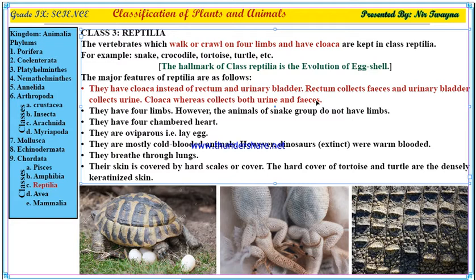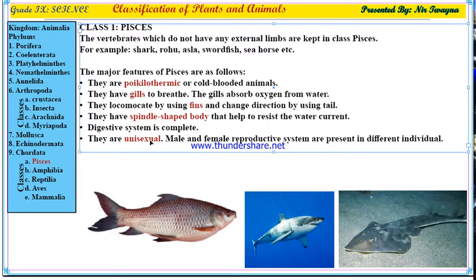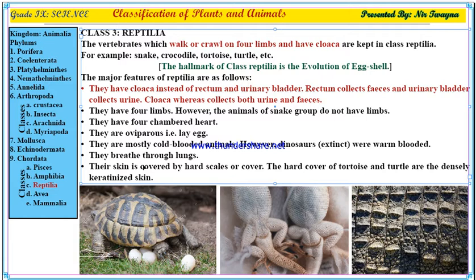Next, they have four limbs. However, the animals of snake group do not have limbs. You all know this. And they have a four chambered heart. In amphibia, heart has three chambers. In Pisces, heart has two chambers. Now in reptilia, heart has four chambers. That means they are developing progressively.